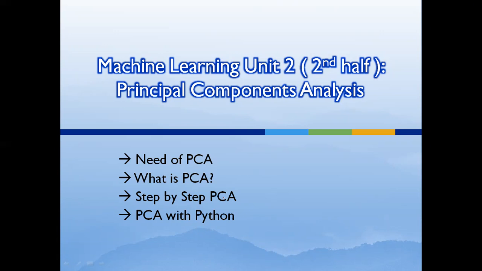But in feature extraction techniques, instead of removing the features directly, we convert the original high-dimensional data into a reduced representation without losing the original information. Point to be noted, students: in a feature extraction technique, for example principal component analysis, we convert the original data into a reduced representation without losing the original information. In this session I will cover the need for PCA, what PCA is, the step-by-step process to calculate the principal components, and PCA with Python.